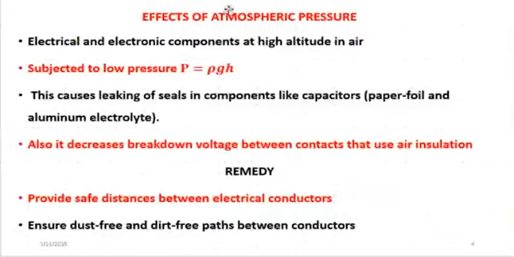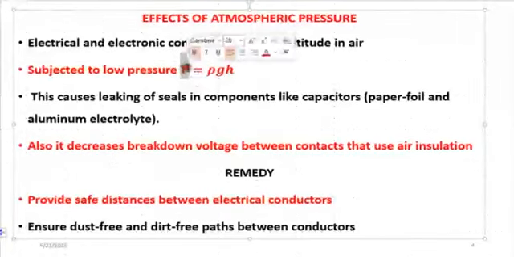Today we are going to continue from atmospheric pressure. Electronic components, when they are operated at a very high altitude in air, are subjected to very low pressure. Why? Because the formula for pressure is given by rho g h, where rho is the density, which is constant, and g is the acceleration due to gravity, which is also constant. The only variable here is what? The height. So as you go higher from the ground upwards, you are reducing the overall height of air from the sky to the earth, and by reducing the height, you are reducing the total atmospheric pressure.